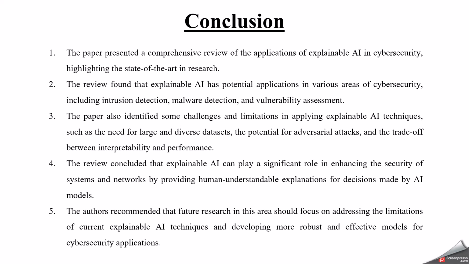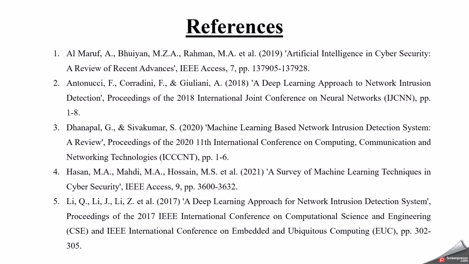interpretability and performance. The review concluded that explainable artificial intelligence can play a significant role in enhancing the security of systems and networks by providing human understandable explanations for decisions made by AI models. The author recommended that further research in this area should focus on addressing the limitations of current explainable AI techniques and developing more robust and effective models for cybersecurity applications.